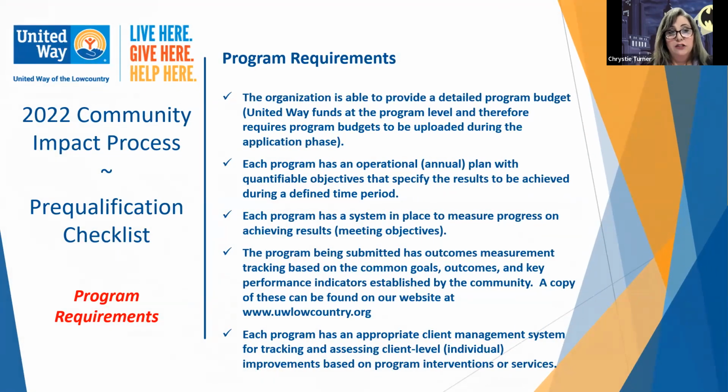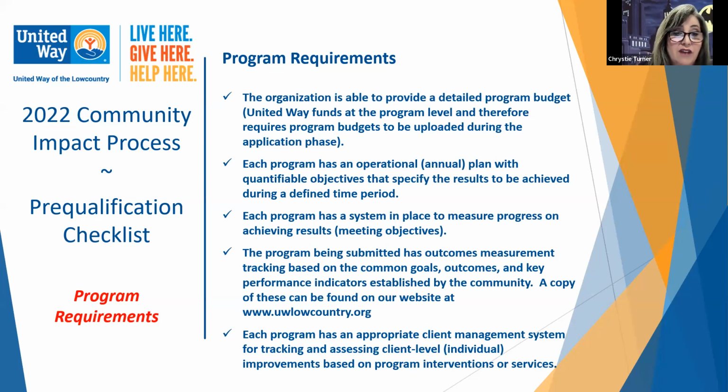All right, so now we're drilling down to the program level, which is the level that we fund at. And I'm going to go over these very quickly. The organization is able to provide a detailed program budget. We ask in the application phase for both an organizational budget and a program budget so that we can see how that money is flowing through. That gives us a lot of information. That is not required in the pre-qual phase. We do not ask for the program budget or the organizational budget during the eligibility phase. That is in the application.